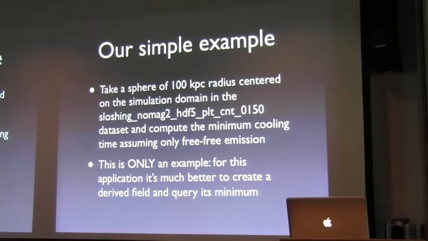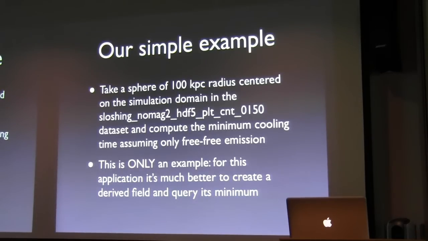So our simple example is I'm taking a sphere of 100 kiloparsec radius centered on the simulation domain of that dataset, and I'm computing the minimum cooling time out of all the cells in that sphere, assuming only free-free emission, Bremsstrahlung. Now, this is a really bad application for writing your own C code and calling it from Python and YT. You've already got a much better way to do this in YT. It's much better to create a derived field like tcool and then use the query tools in YT to query at the minimum. But this is just a pretty simple example I thought of.